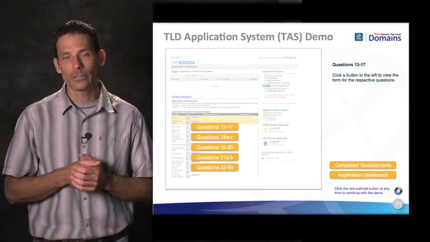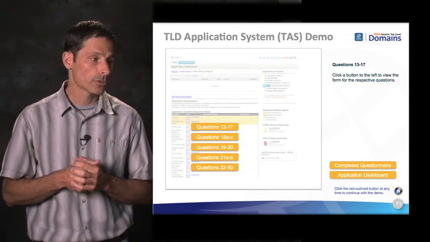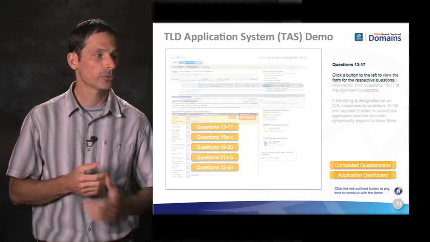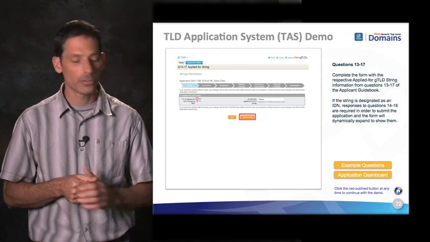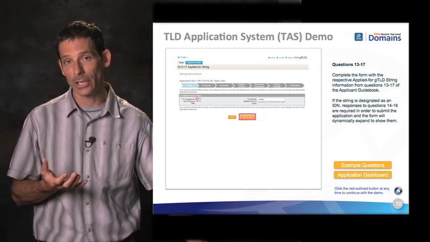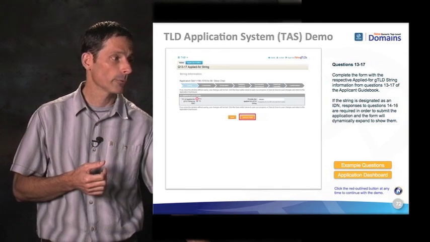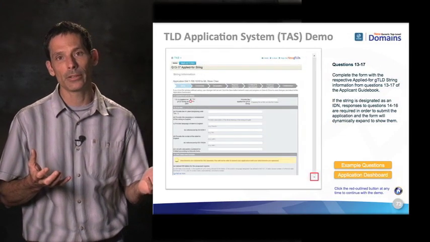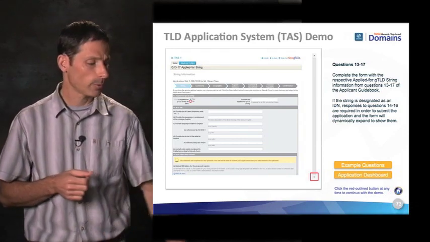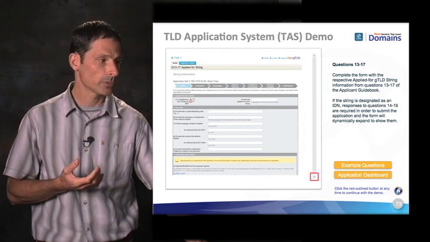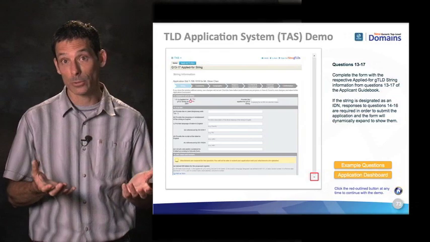So in the interactive demo, we let you look at some good examples of how we're going to respond to questions in TAS. Let's look at questions 13 through 17, which are largely associated with the string. As you can see, and as I mentioned, there is an option for you to indicate whether this is for an IDN or not. If it is, and I click that radio button, the screen will expand, allows me to collect additional information. And in several instances throughout the application, we allow you to provide attachments. In this particular case, you can see on question 15 where attachments are required.